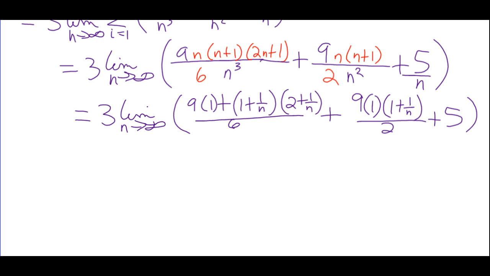If I divide this by n cubed and I divide the top by n cubed, but I'm going to do it a special way. I'm going to divide this term by n, divide this term by n, and divide this term by n, then I'm really dividing both by n cubed. So when I divide this term by n, I get 1. When I divide this term by n, I get 1 plus 1 over n. And when I divide this term by n, I get 2 plus 1 over n.